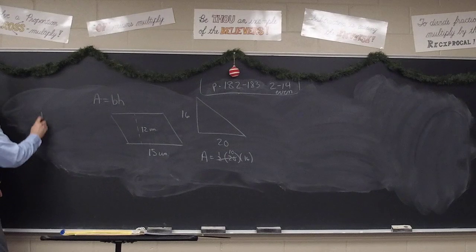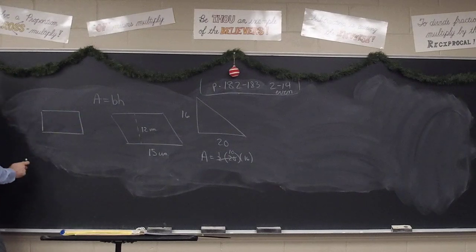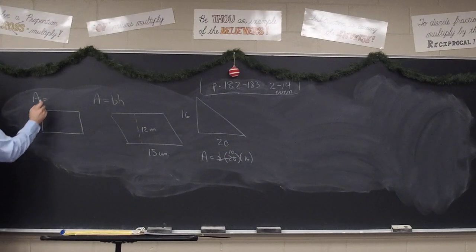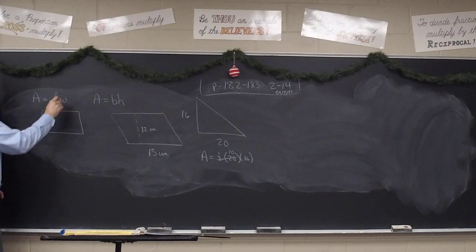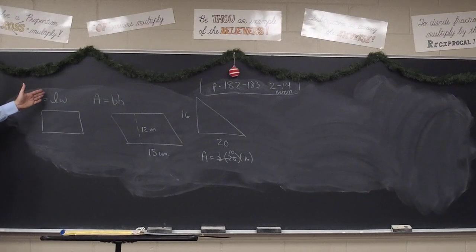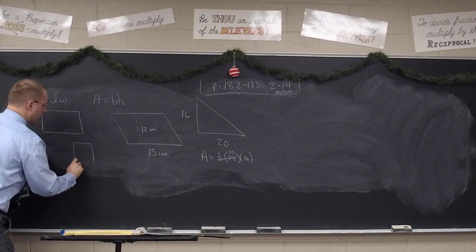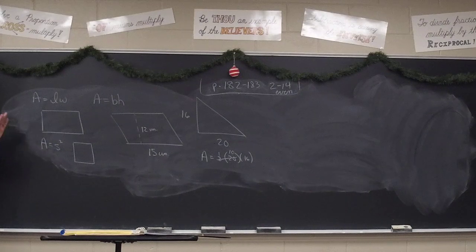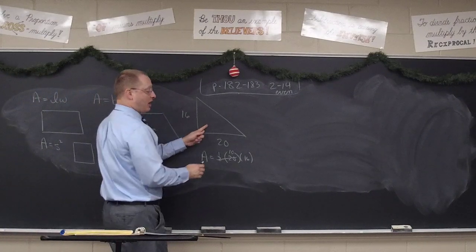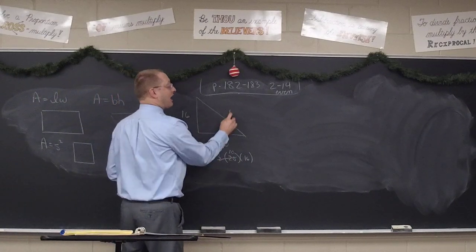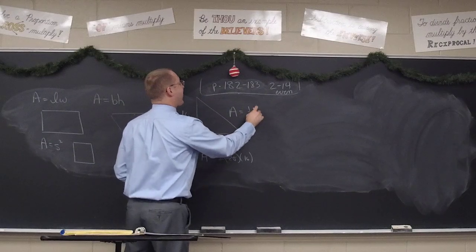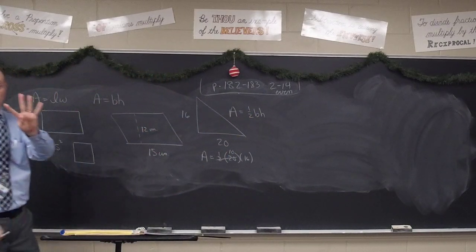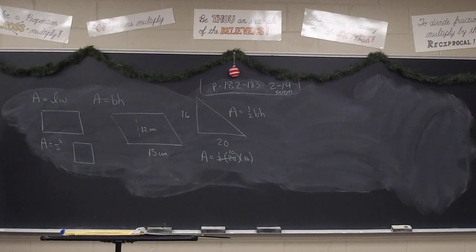For that matter, for a rectangle, class, what's the formula? A equals LW. Do we cut anything in half on a rectangle? No. What about a square? What's the formula for the area of a square? A equals S squared. Do we cut anything in half on that one? So the key to remember is only on the triangle is our formula A equals 1/2 BH. Of these first 4 polygons, the only time we even have to think about a half is the triangle.